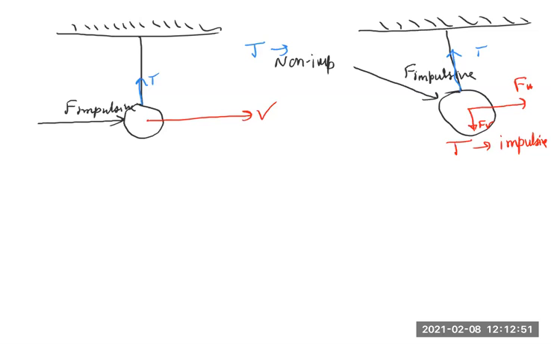No, it will not, because the string is inextensible and therefore the ball cannot move downwards. This means that the tension will suddenly become large to counter the vertical impulsive force, and therefore the tension will be impulsive in this case. Okay. So please write this down.